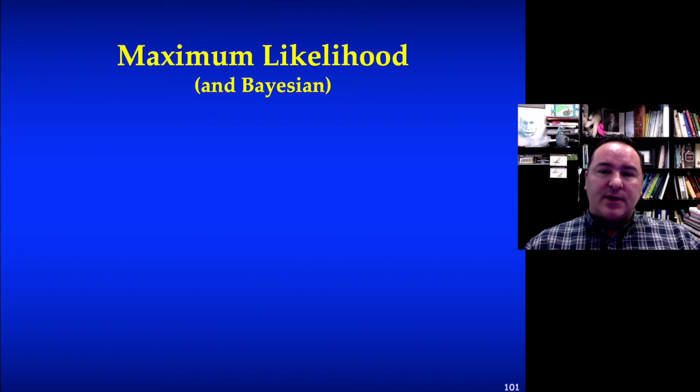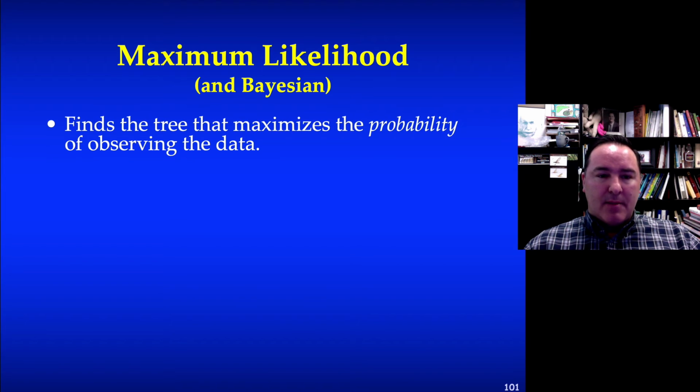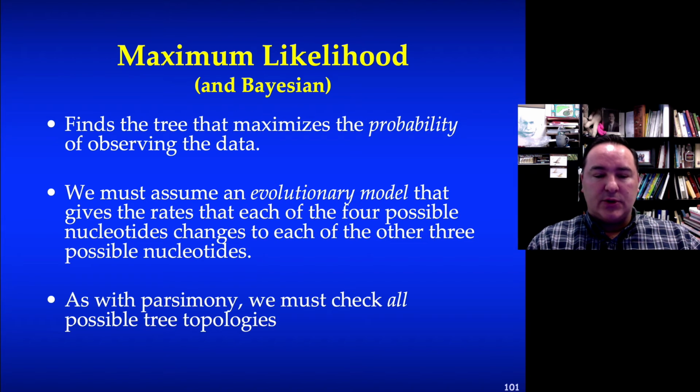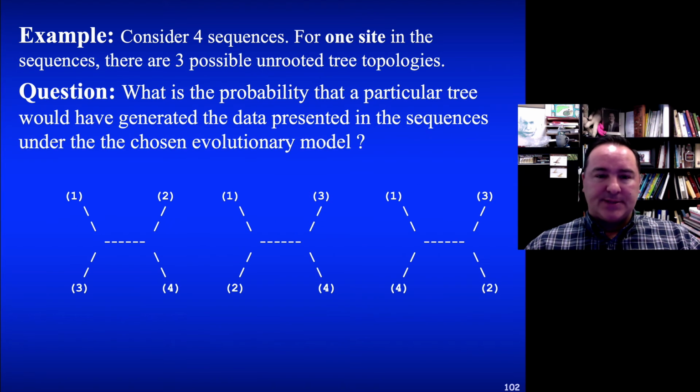And then the last methods are maximum likelihood and Bayesian. Now, maximum likelihood and Bayesian, essentially it's where you're trying to find the tree that maximizes the probability of observing the data on that tree. To do this, though, you have to have an evolutionary model, okay, that gives the rates that each of the 4 nucleotides are going to change into. And we've already talked about models, okay? So you can use the model choice program to do that. As with parsimony, though, we've got to check all possible topologies. So you still have to calculate the likelihood across every single possible topology, and then say which one is the best.